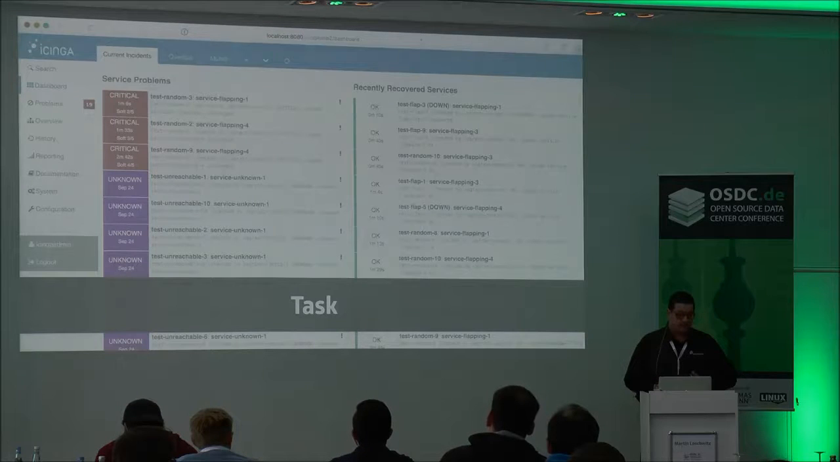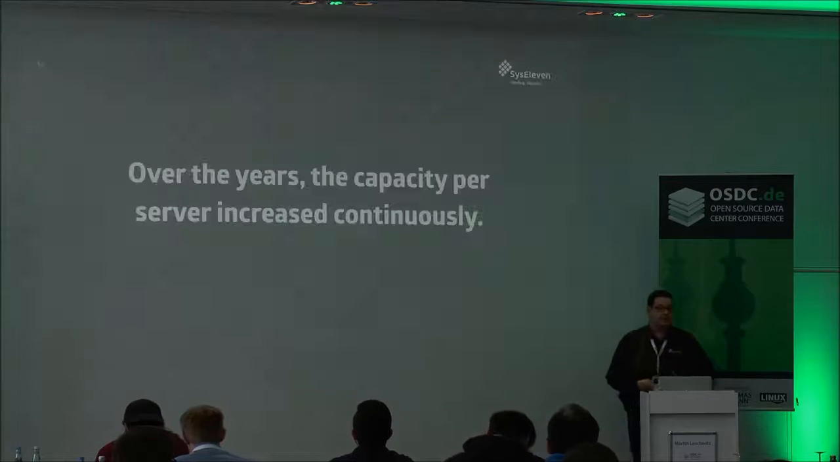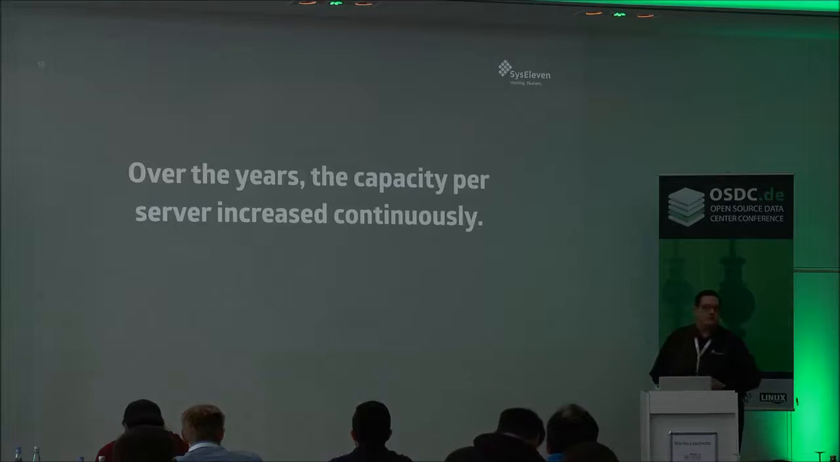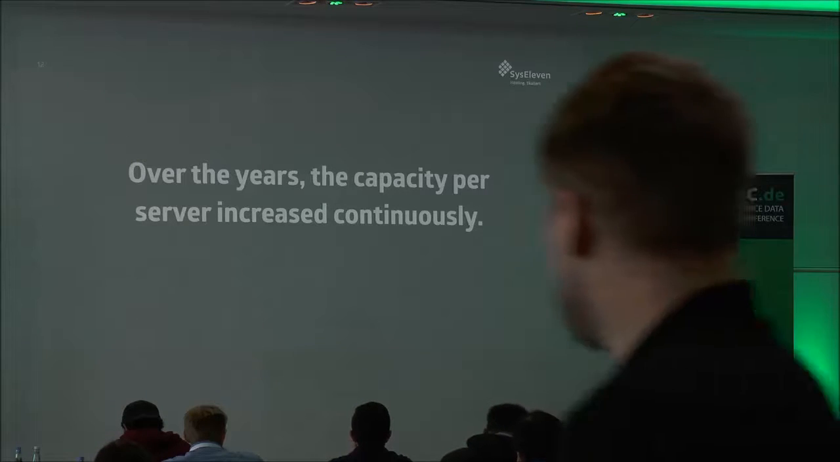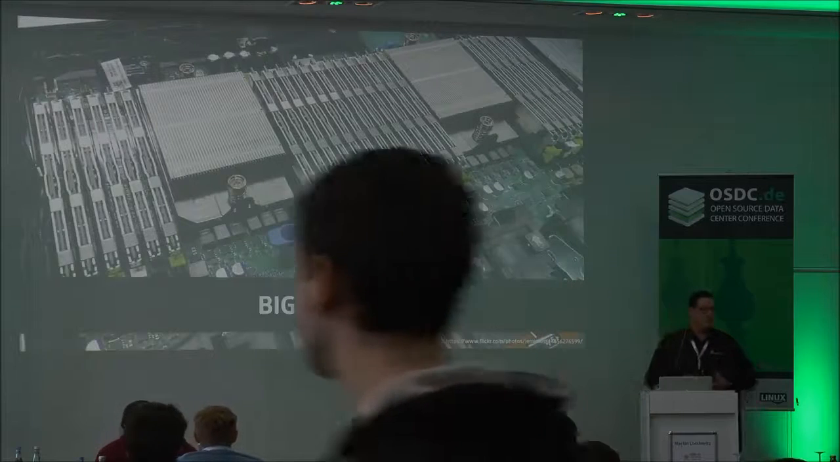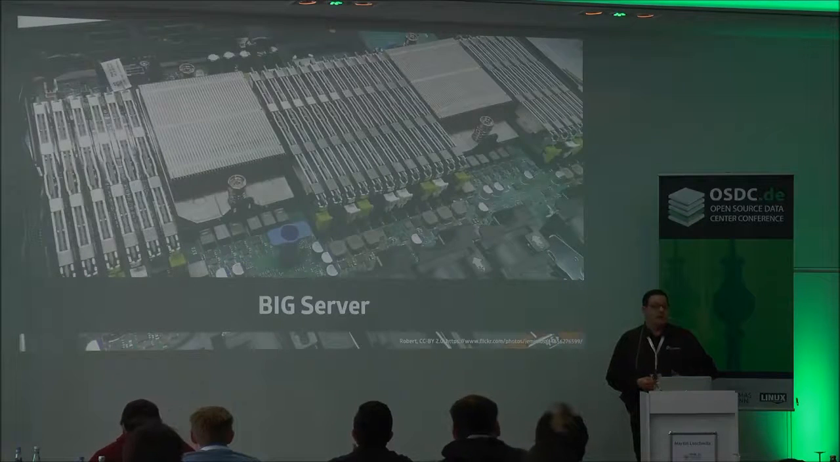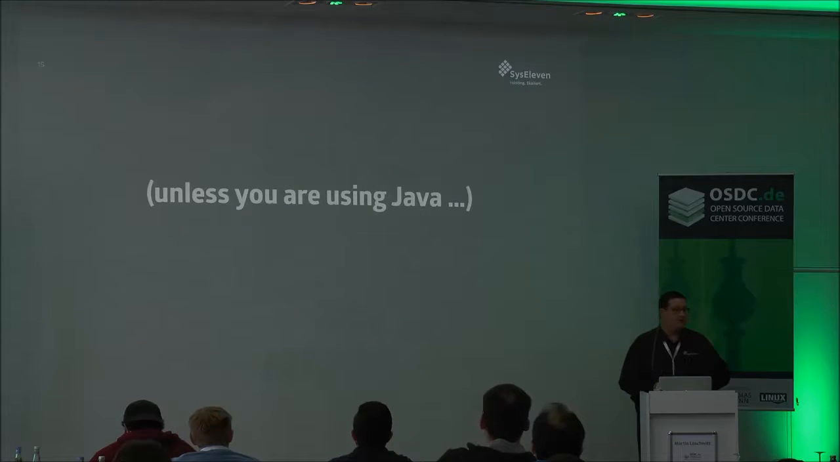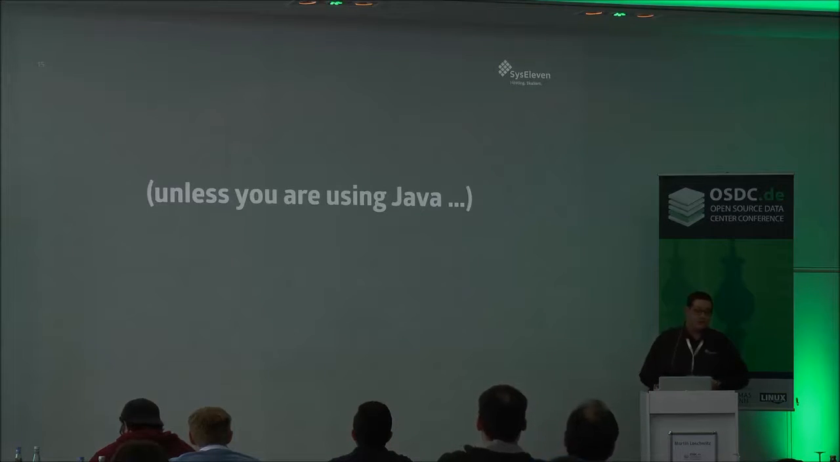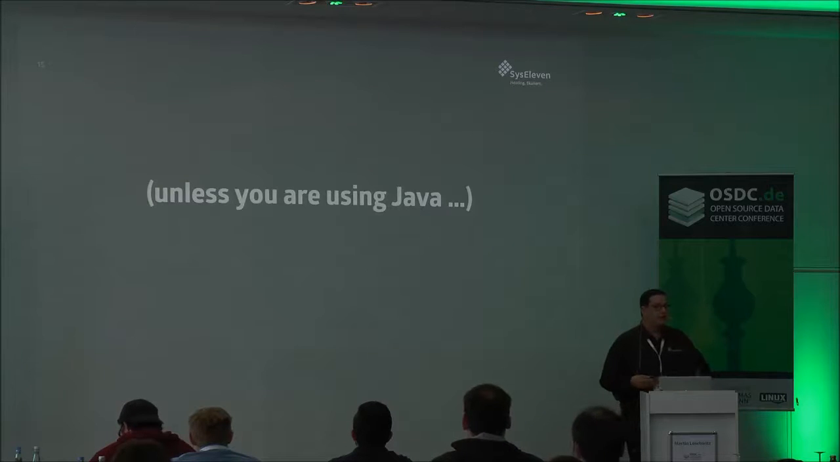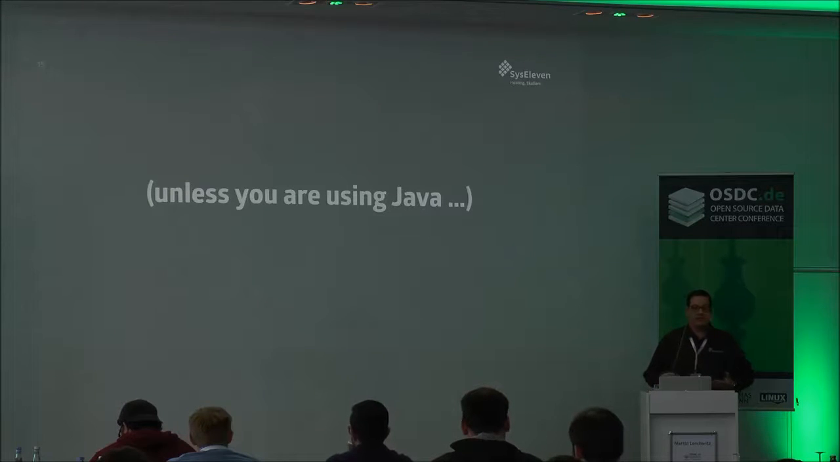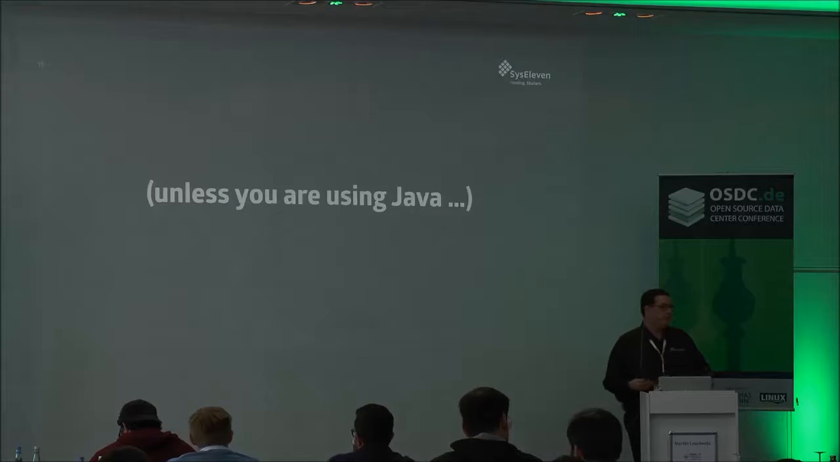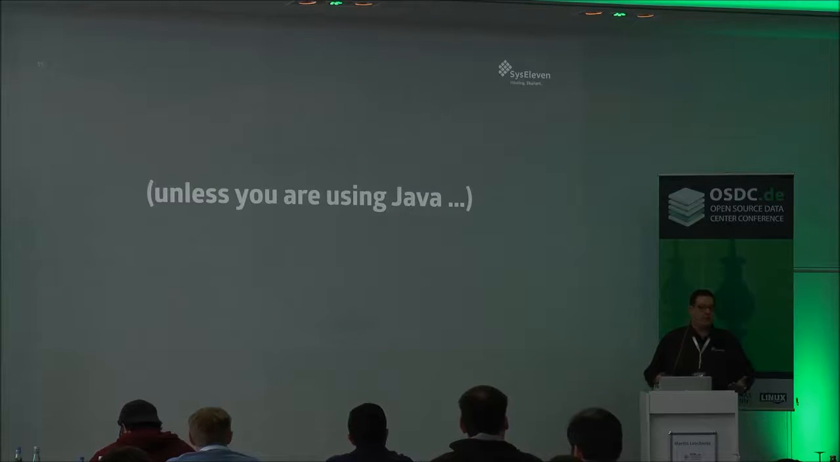And in fact, over the last few years, the capacity of servers has increased continuously. So by now, you can buy not only servers, but big servers. Lots of CPU, lots of RAM, and it's almost impossible to use this with a single application, unless you're using Java, of course, but we will not get into that today. So the interesting question is, how can I turn all the capacity in my rack into actual food in my fridge? Because that is what it's all about, right? I'm buying hardware, and I want to use it to the best to make as much money as I can with the hardware that I have.